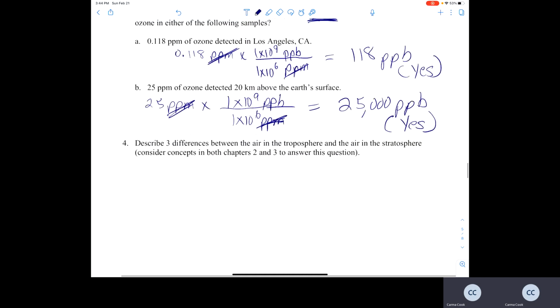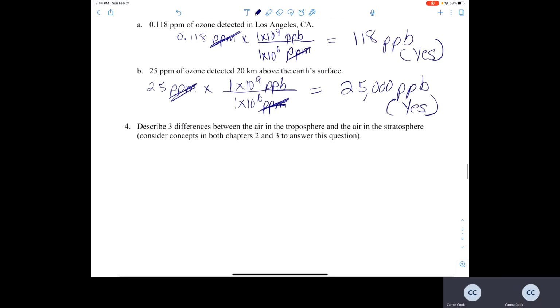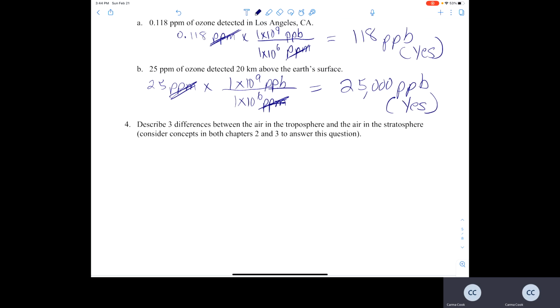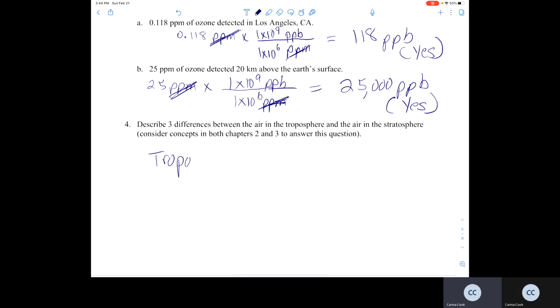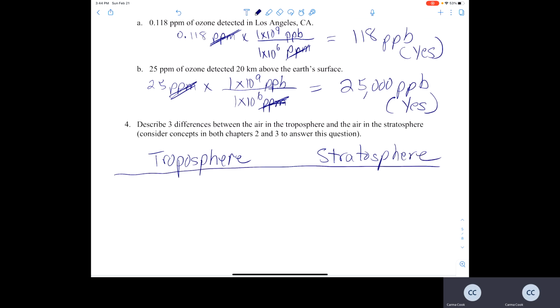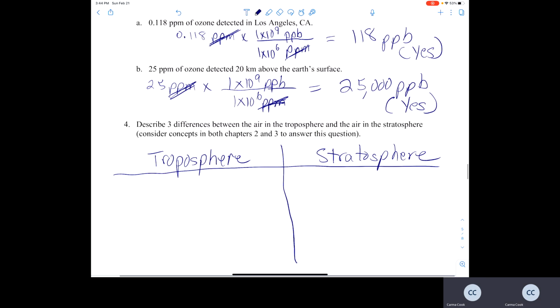The next question, describe 3 differences between the air in the troposphere and the air in the stratosphere. So we can make a little table here to compare and contrast the air in the troposphere versus the air in the stratosphere. The air in the troposphere is more dense than the air in the stratosphere. So the density of air in the troposphere is higher.